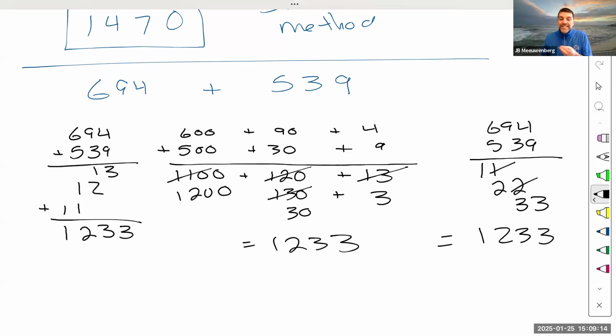And again, the point is, it doesn't matter which method you use, as long as the key is understanding place values. That's what it all comes down to.